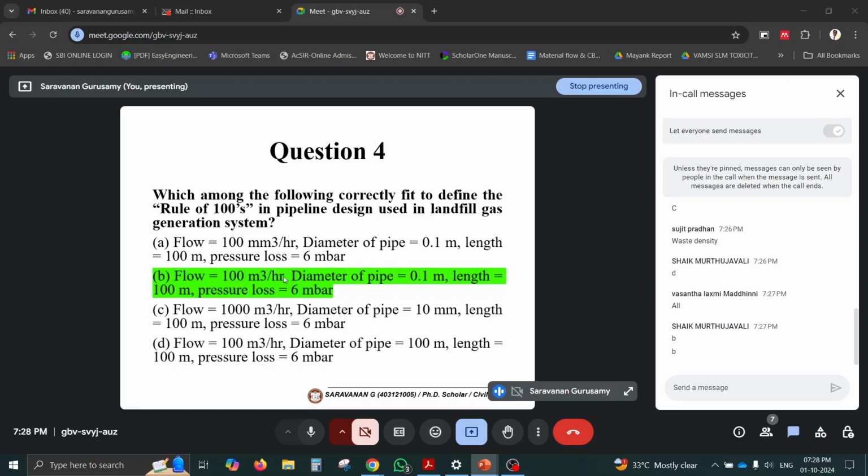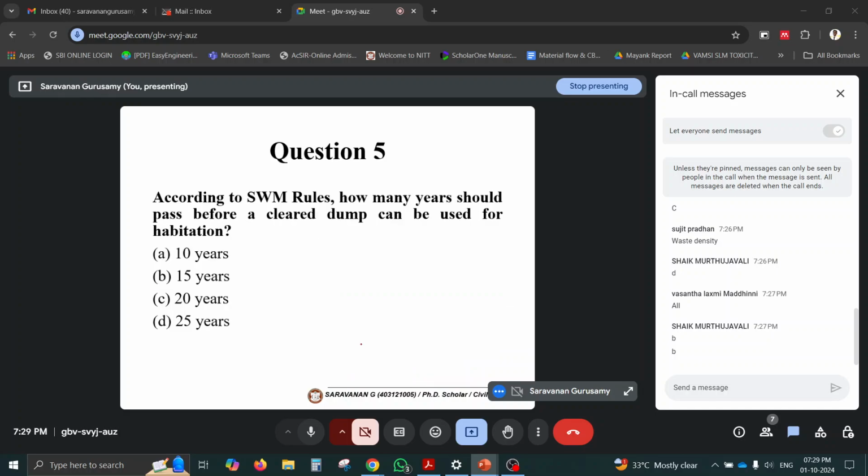So the formula indicates that the pressure loss is directly proportional to Q power 2 and inner diameter power 5, and we have a constant of 10,000 or something. Based on this, they have formed a rule, the hundreds rule. Okay, 100 meter cube flow, if it is there, and the diameter of the pipe is 0.1, and length also, we have a friction loss, and the diameter also we have a friction based on that.